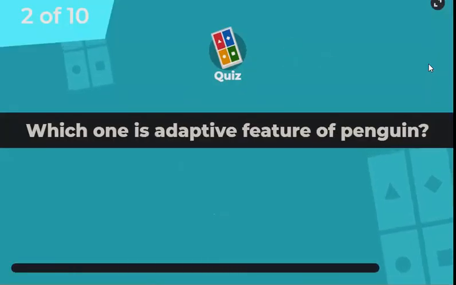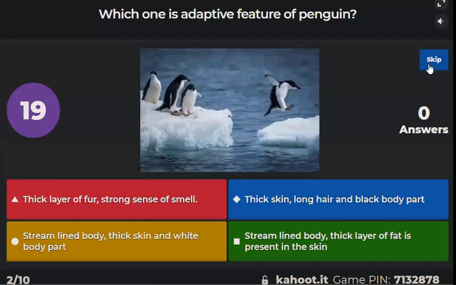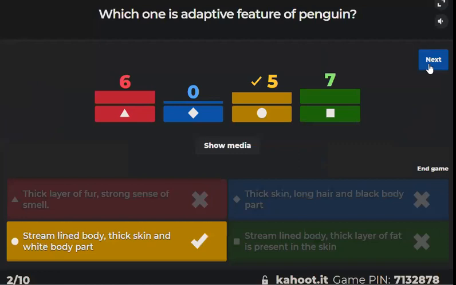Which one is the adaptive feature of penguin? Thick layer of fur, strong sense of smell. Thick skin, long hair and black body part. Streamlined body, thick skin and white body part. Streamlined body, thick layer of fat is present in the skin. Tell me. Anyone? Yes. Very good. Very good.